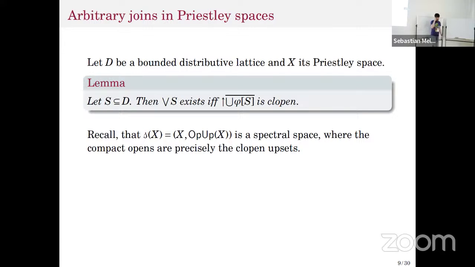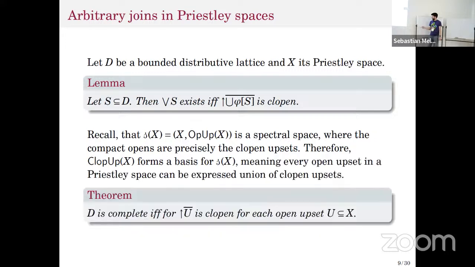So we also talked about the spectral spaces. If I have a Priestley space, I can look at the spectral space X with the topology given by open upsets, where the compact opens were exactly the clopen upsets. And since spectral spaces are coherent, that means the clopen upsets form a basis of the spectral space. So every open upset is a union of clopen upsets.